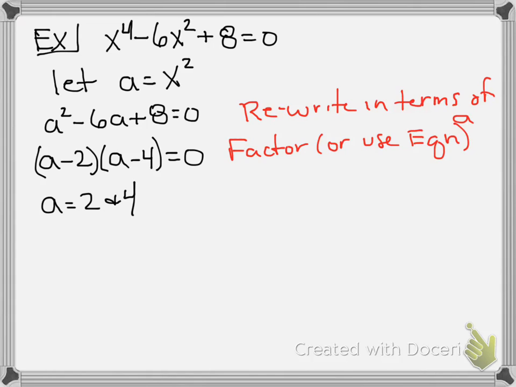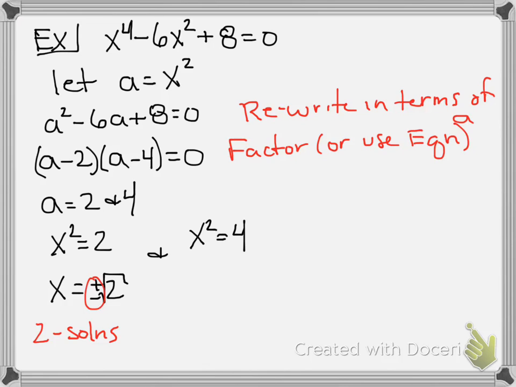But now we have to go back and plug that into our x value, plug that back into this so we can get a solution in terms of x. So our first equation, we have x squared equals 2, which leads us to two solutions, right? Because this is also a quadratic, so it should have two solutions. So we've got plus and minus the square root of 2. So we've got two solutions there.